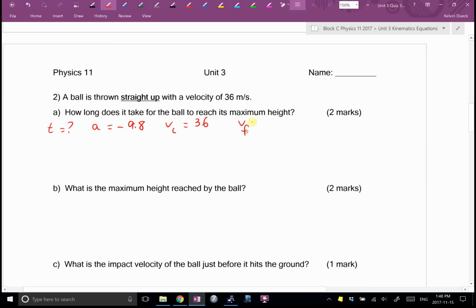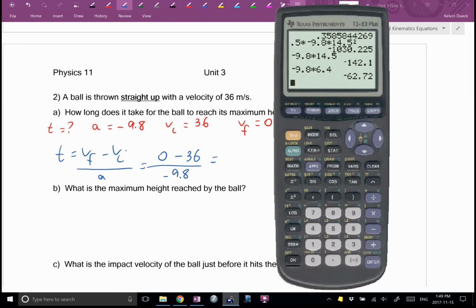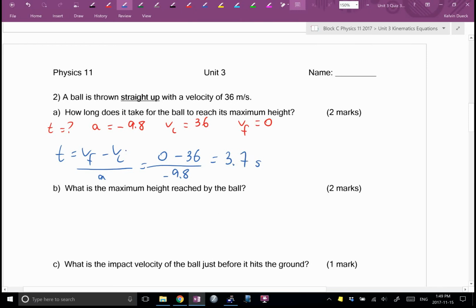At the top, for a split second, we've come to a stop. Oh, so then I can go T equals VF minus VI all over A. It's going to be 0 minus 36 all over negative 9.8. Time, scalar, always positive. If I get a negative answer, I've messed up. Here I'm going to get 0 minus 36 divided by negative 9.8. And I get 3.67? 3.7 seconds. I'll write 3.7 seconds, but I'll store this on my calculator.